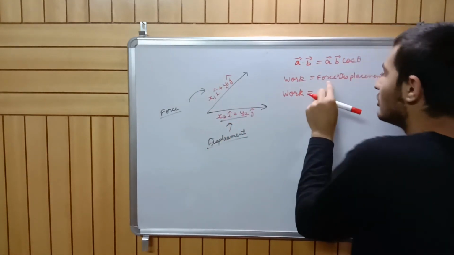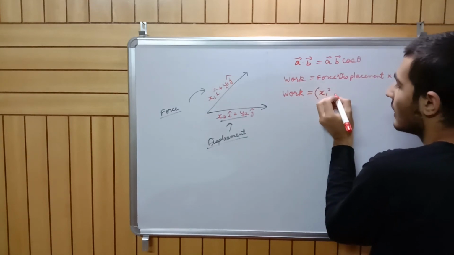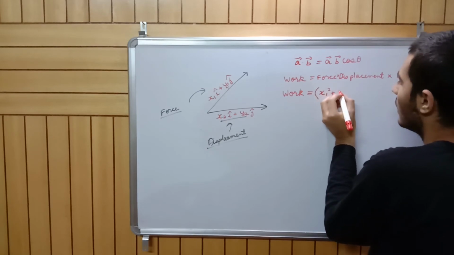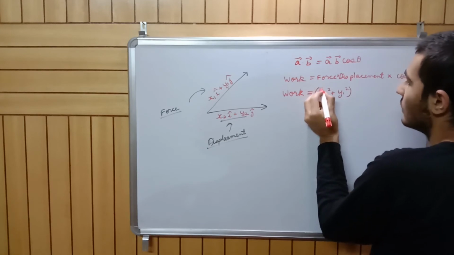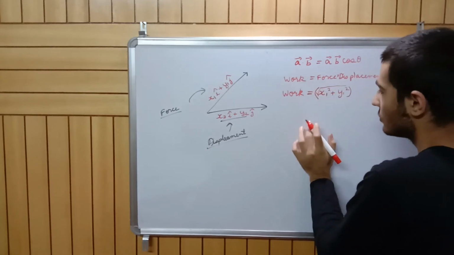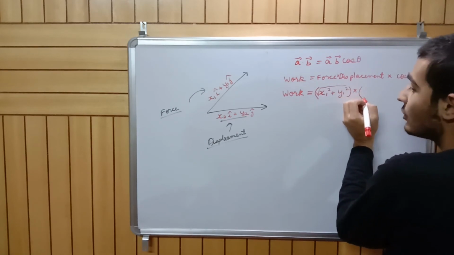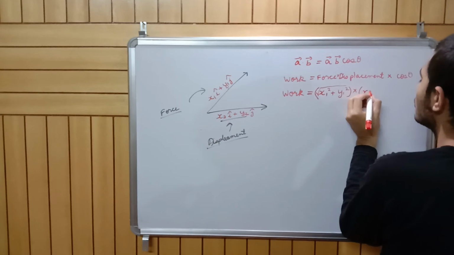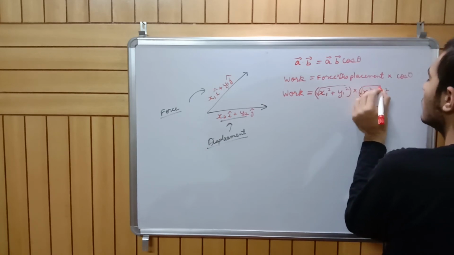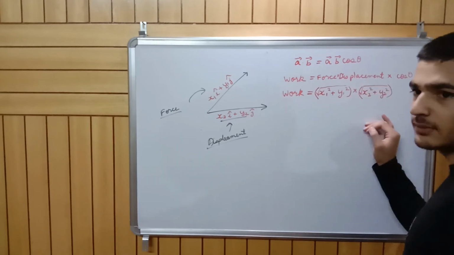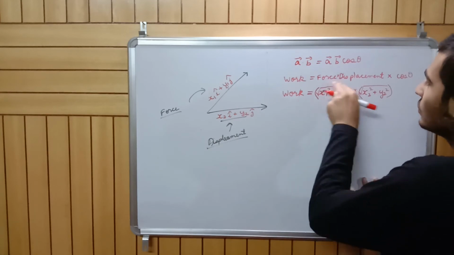Now what is the magnitude of the force vector? First we find this, which will be x1 square plus y1 square, whole under root. Similarly, I can find the magnitude of the displacement vector, which will be x2 square plus y2 square, whole under root. This is how we use the Pythagoras theorem: a square plus b square, whole under root. So I've got the magnitude of the two vectors.